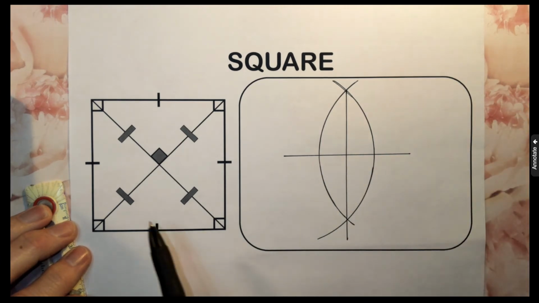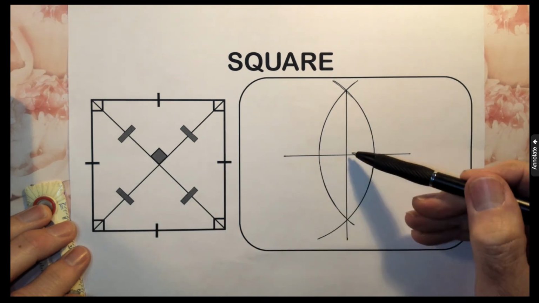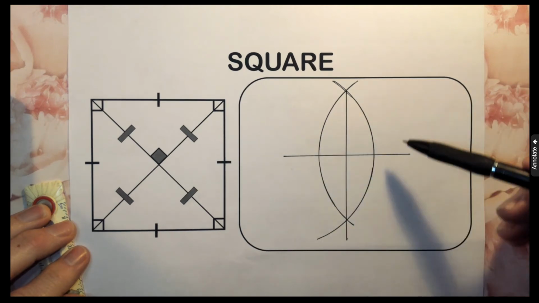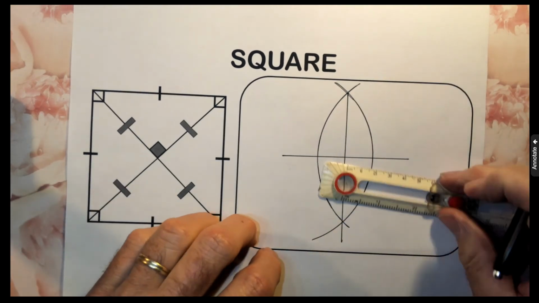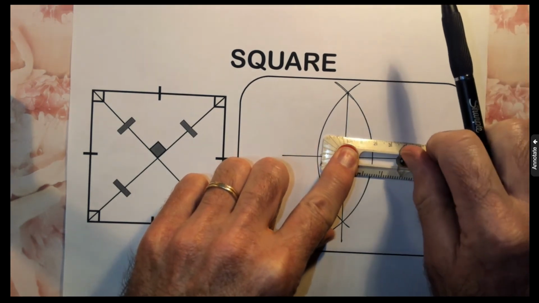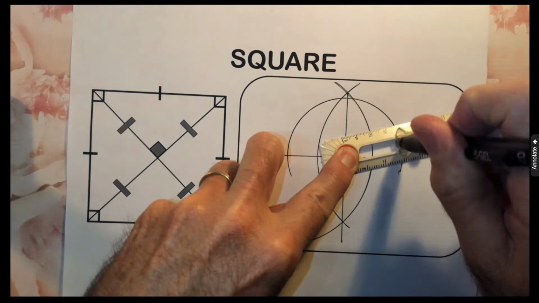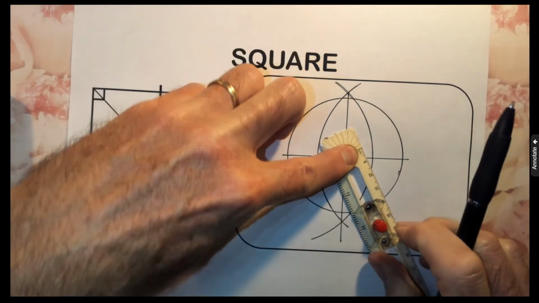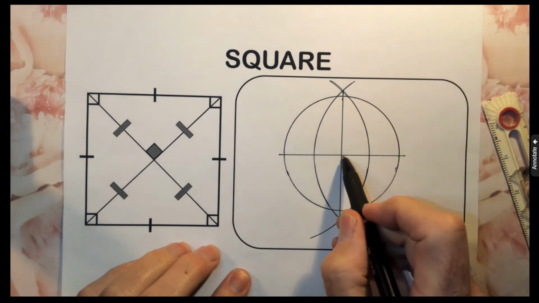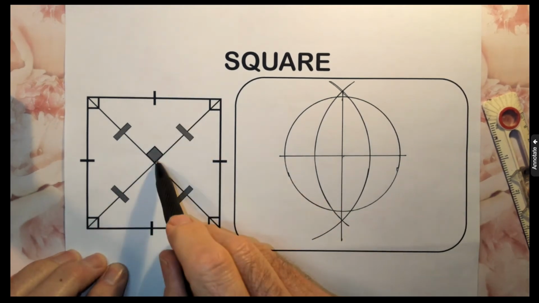Now on a square, every segment is congruent. So if I put my pivot point here and cut off 4 congruent segments and join those together, I will have a perfect square. Since I need to cut off congruent segments on every side, I'm just going to make a circle. And so now I have 1, 2, 3, 4 congruent segments, and those 4 congruent segments are perpendicular.